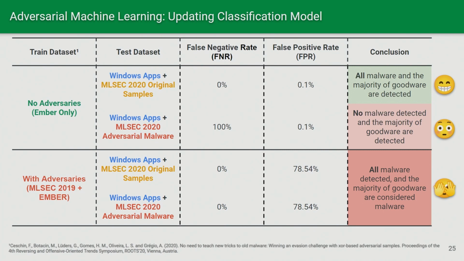As we can see, the model trained with no adversaries is able to detect our original malware samples and the majority of good ones, with a very low false positive rate. In contrast, it did not detect the adversarial variations of the original 2020 malware samples, so it's not detecting adversarial malware. In addition, the model trained with the adversaries detected all malware samples, even the adversarial ones, with the cost of labeling the majority of good samples as malware, which makes its use unfeasible in practice because it's basically saying that all samples presented are malware.